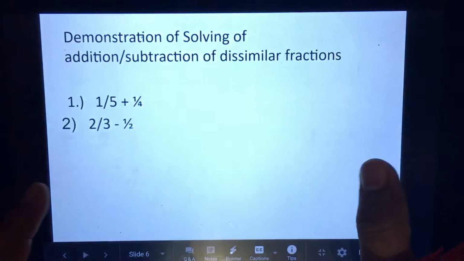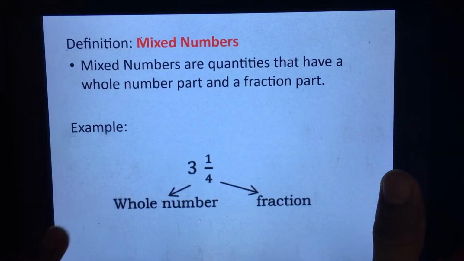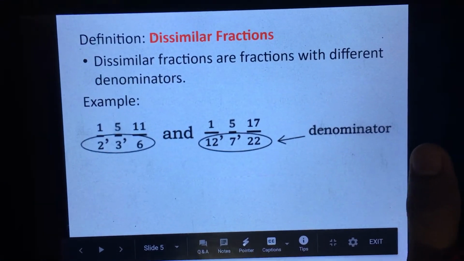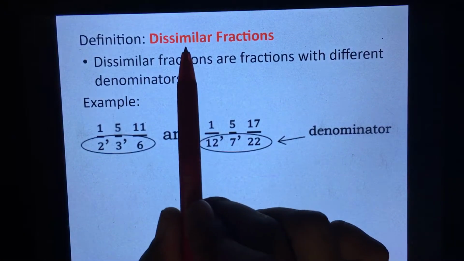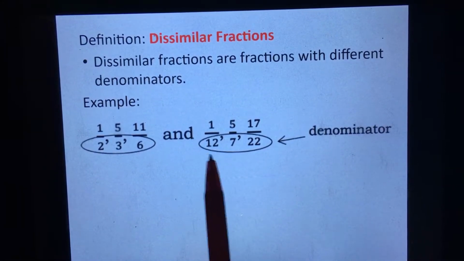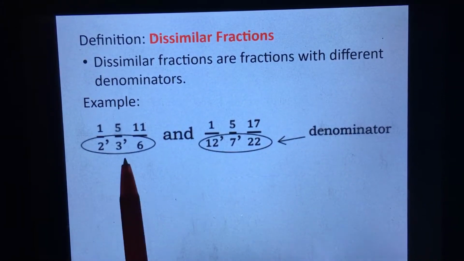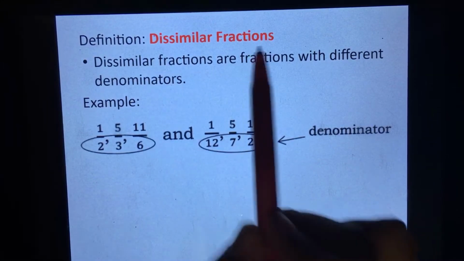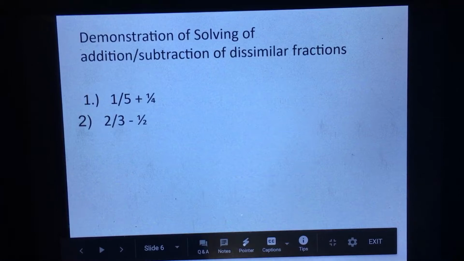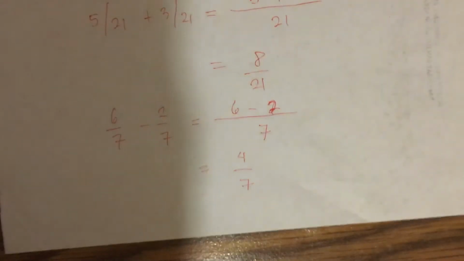Next, dissimilar fractions. When you say dissimilar fractions, focus on the denominator again. If the denominators are not the same, like 12, 7, and 22, or 2, 3, and 6, they are what you call dissimilar fractions. And if you are going to add those, for example, we have 1/5 plus 1/4.